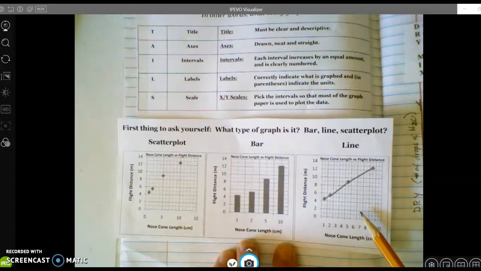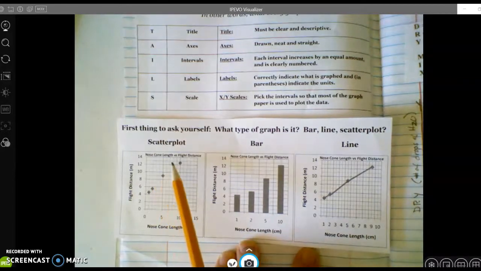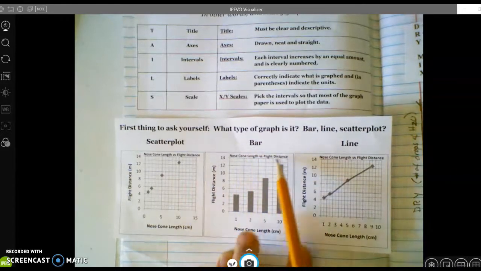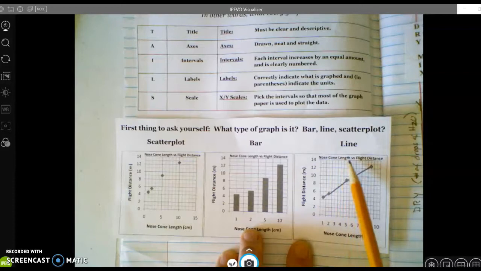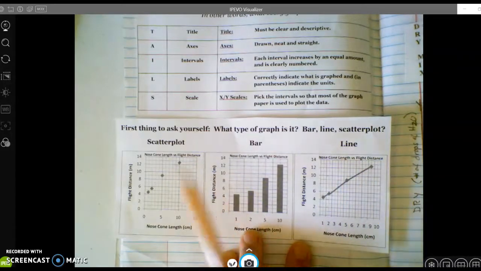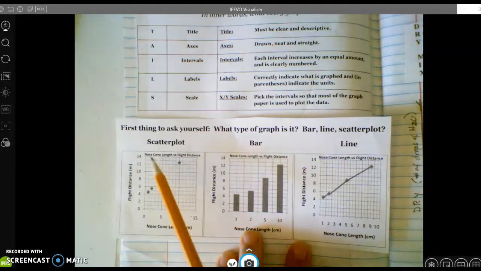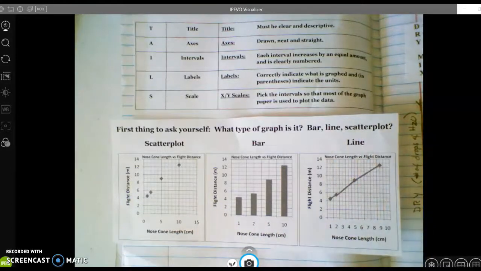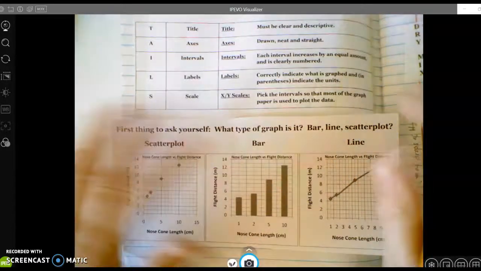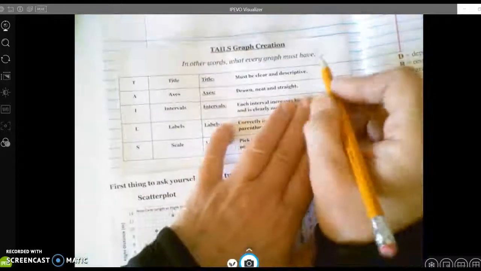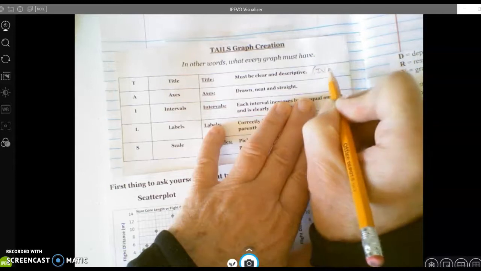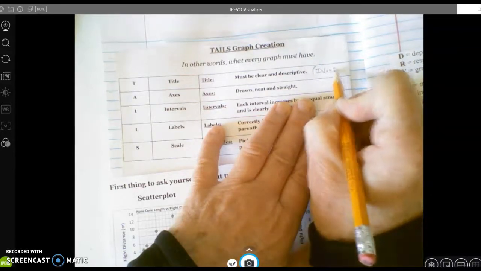So on these three here, clear and descriptive, it's nose cone length versus flight distance. It's the same title on each: nose cone length versus flight distance. The title should include the IV and the DV, the independent and dependent variable. We're looking at, does the size of the nose cone impact how far, what we're measuring, the flight distance. So if you want to put in here as a note, your title must be clear and descriptive, and you want to include the IV versus the DV, all right?